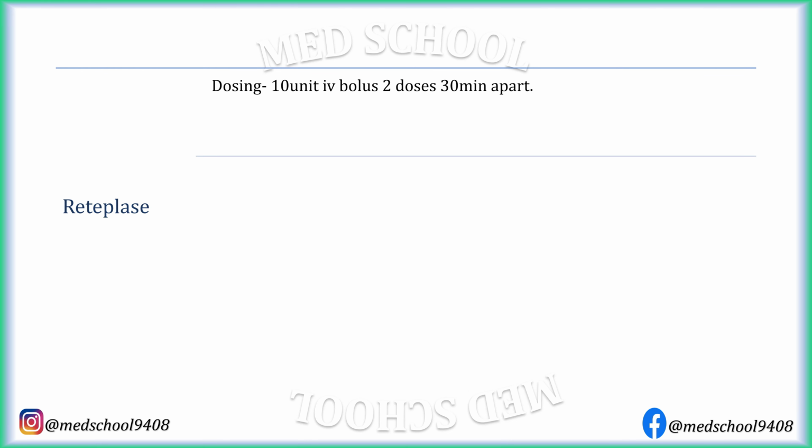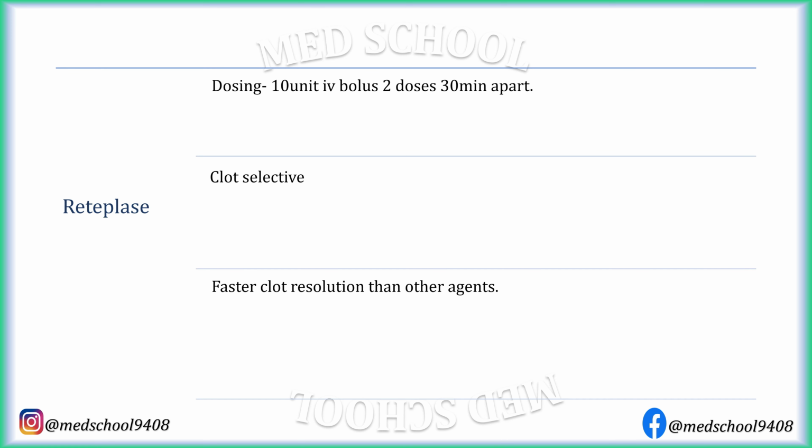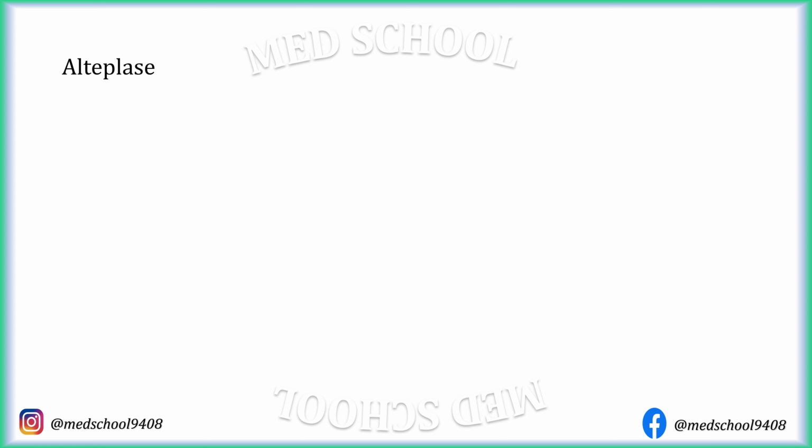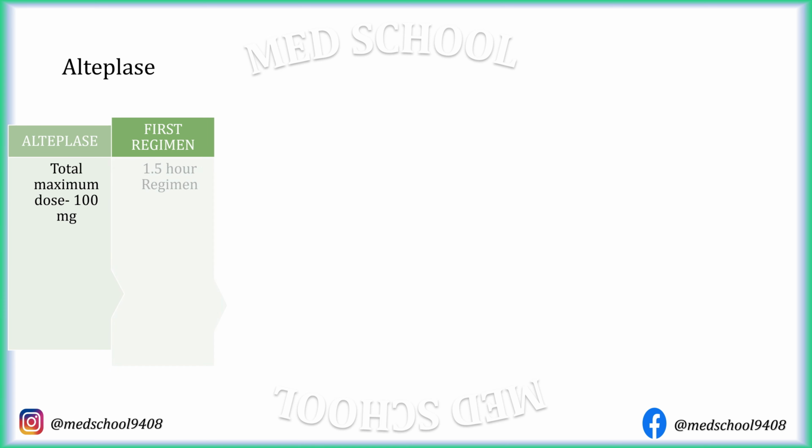Reteplase is given 10 units IV bolus, 2 doses 30 minutes apart. It is clot selective and it shows faster clot resolution than any other agent. For Alteplase, there are two regimens for administration. Total maximum dose of 100 mg is given over 1.5 hours in first regimen.